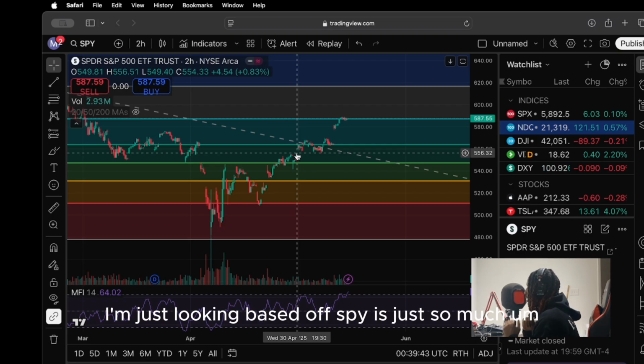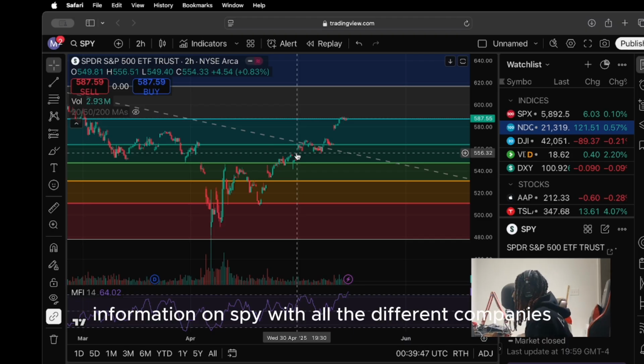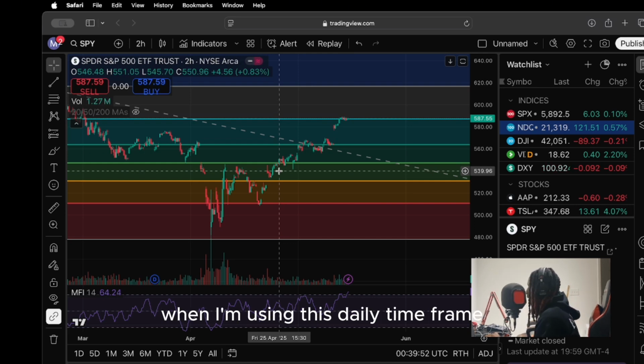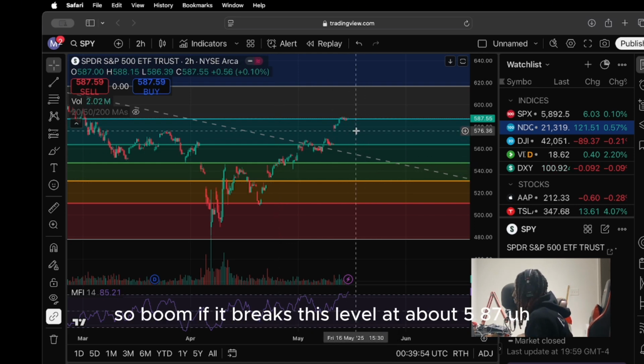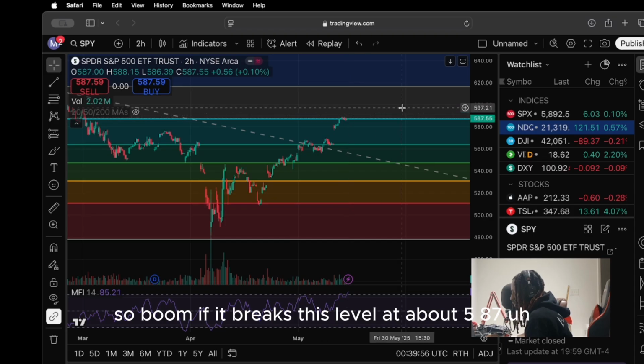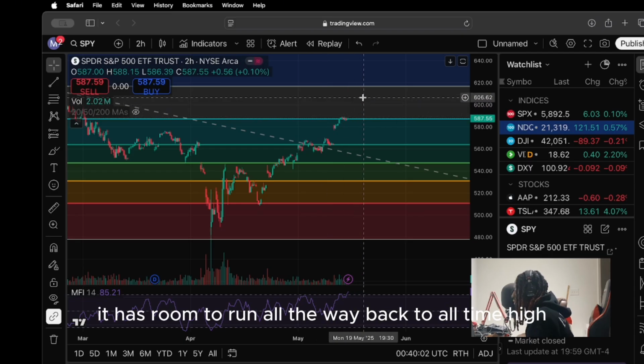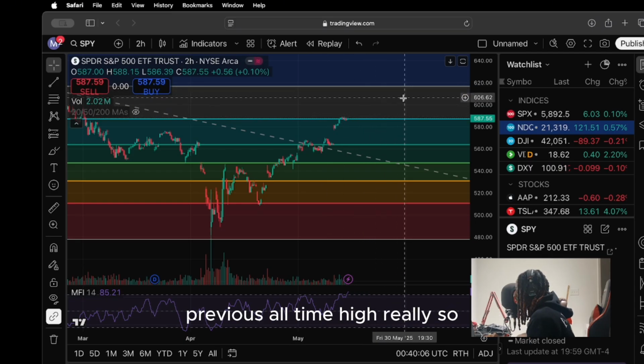I'm just looking at SPY because there's so much information on SPY with all the different companies. So I want to see what's really going on when I'm using this daily time frame. So boom, if it breaks this level at about 587, 586, 87, it has room to run all the way back to the all-time high, the previous all-time high, really.